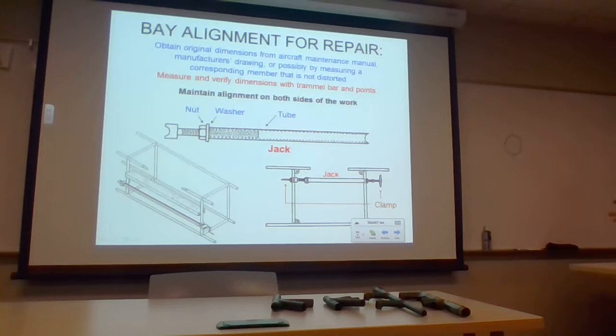If you look at a lot of older aircraft blueprints, you can get the dimensions and you can check them with a trammel in order to verify that the dimensions are technically correct. But you need something to hold or position in place. So we use a piece called a jack, or a tubing jack.